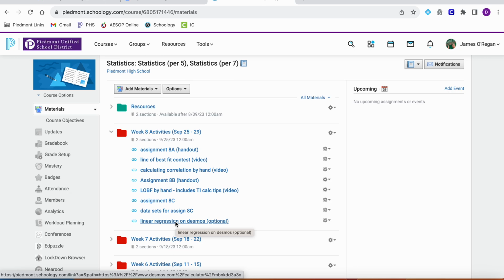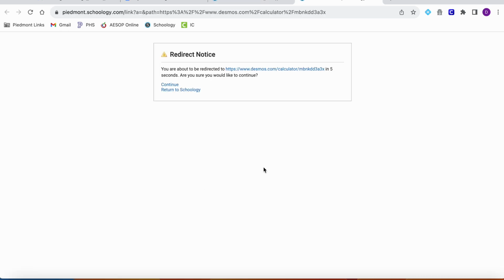So I've prepared a little Desmos simulation, and it's here in your red folder called Linear Regression on Desmos. Now this is an optional exercise. If you want to pass on this, that is fine. But go ahead and click on there and we'll see if it comes up on the screen.